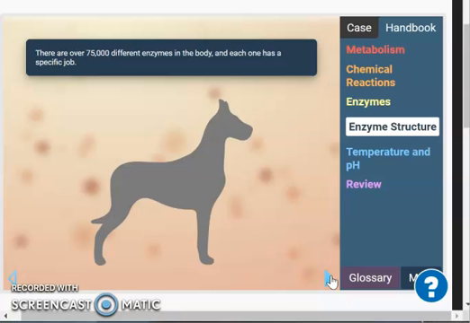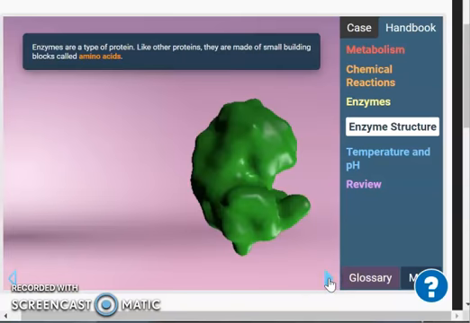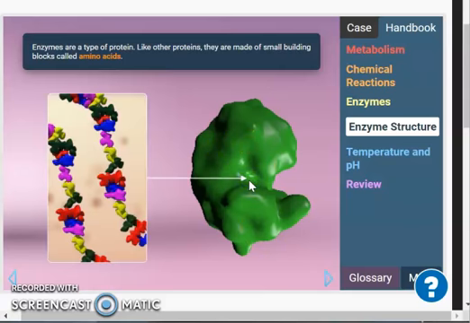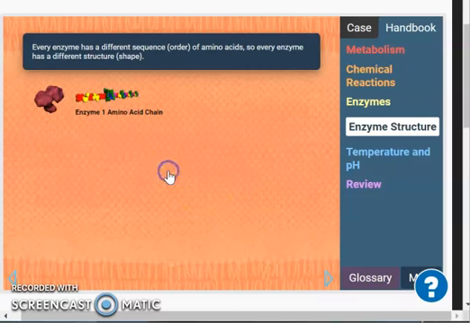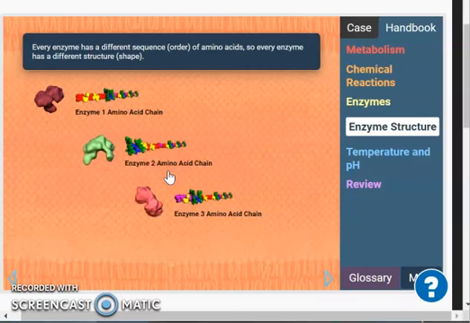There are over 75,000 different enzymes in the body, and each one has a specific job. Enzymes are a type of protein, and like other proteins, they are made of small building blocks called amino acids. Every enzyme has a different sequence or order of amino acids, so every enzyme has a different structure or shape.